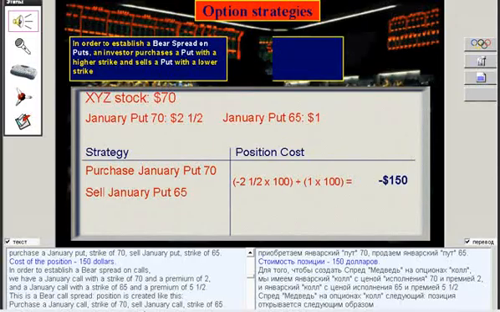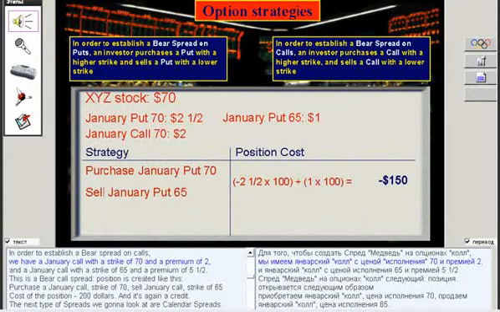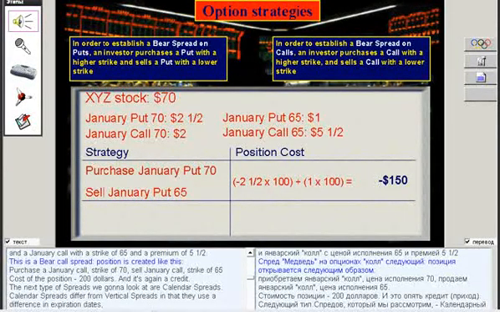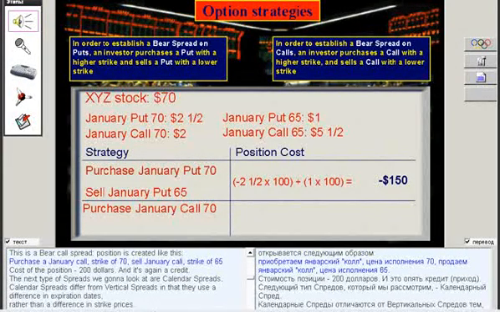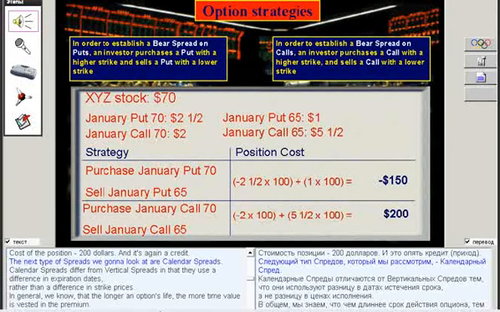Cost of the position, $150. In order to establish the bear spread on calls, we have a January call with a strike of 70 and a premium of 2, and a January call with a strike of 65 and a premium of 5.5. This is a bear call spread. The position is created like this. Purchase the January call, strike 70. Sell the January call, strike 65. Cost of the position, $200, and it's, again, a credit.